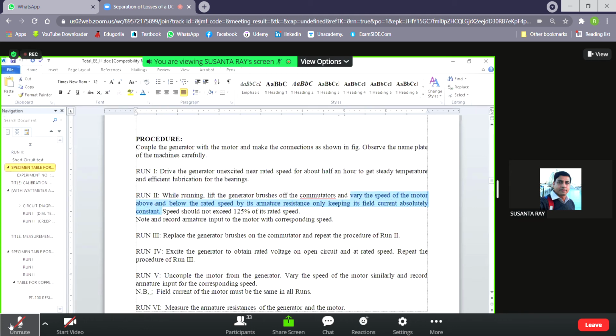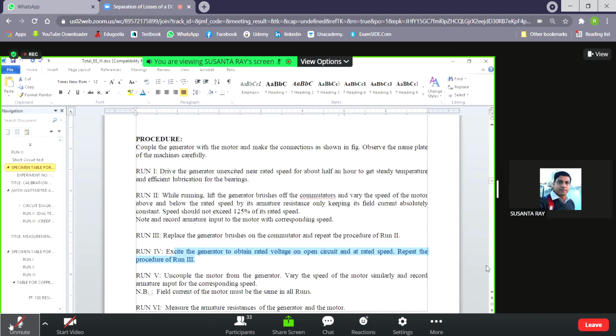Vary the speed of the motor below the rated speed by its armature resistance, keeping field current absolutely constant. So that means we have to vary the speed only, not the field current. Here also, in run 4, we have to vary the speed, not the flux.